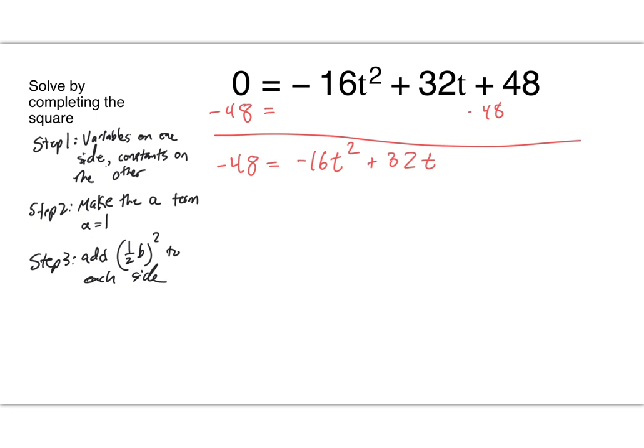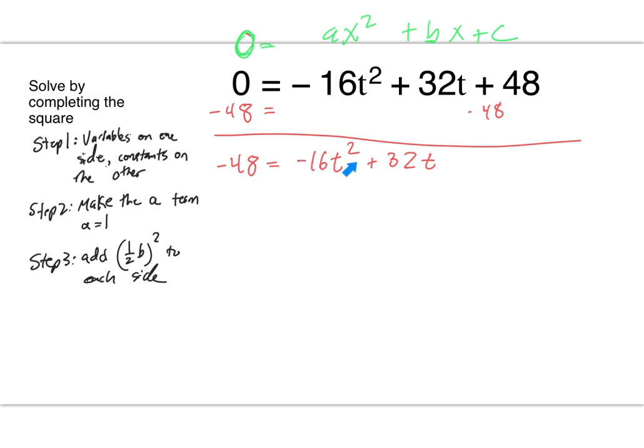Step 2, I want the a term. If you can't remember what I'm talking about, up here at the top, I'll do it in a different color. 0 equals ax squared plus bx plus c. That's our standard form for an equation. The a term is the x squared term. The b term is just the x term. The c term is the constant term. A, B, and C. So when I talk about make the a term, a equals 1, I want this to be 1.